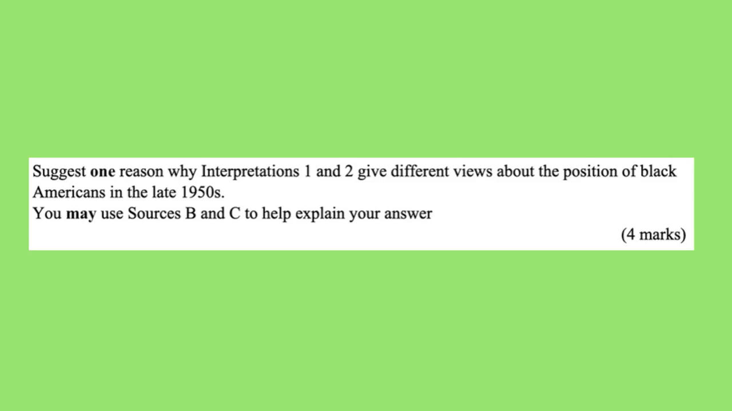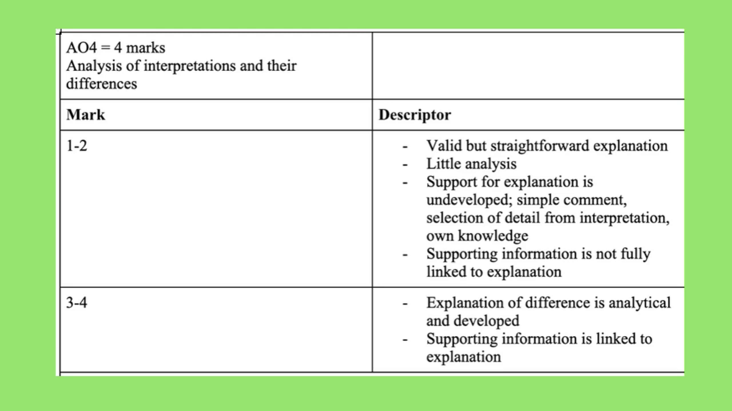Suggest one reason why interpretations 1 and 2 give different views about the position of Black Americans in the late 1950s. So you may use sources B and C to help explain your answer. 4 marks.